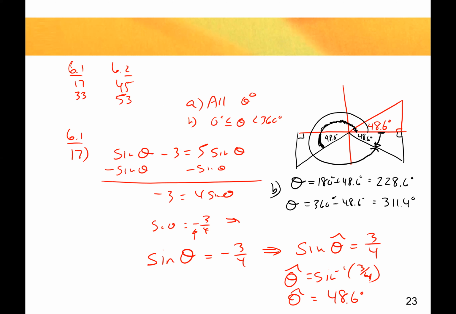Part A says I want all of the angles in the whole entire universe. They give us this. So you can just keep on rotating positively forever. You can keep on rotating negatively forever. And so to finish up A, it's going to be 228.6 degrees plus 360 degrees K. That'll give us all the rotations for the angle in quadrant 3. 311.4 degrees plus 360 K. That'll give us all the rotations for the one in quadrant 4, where K is an integer.